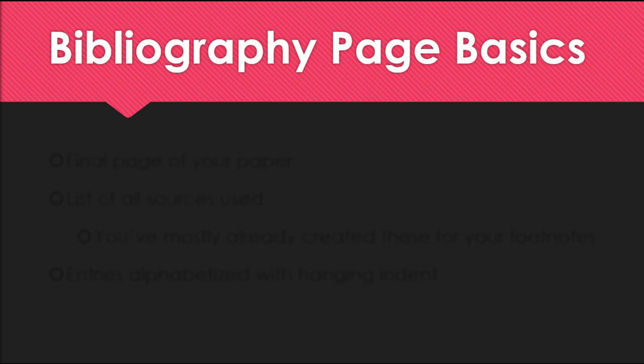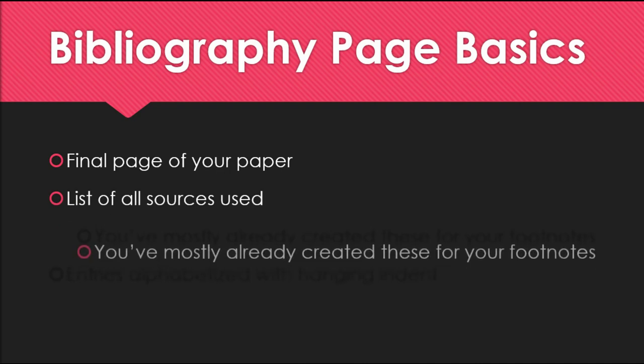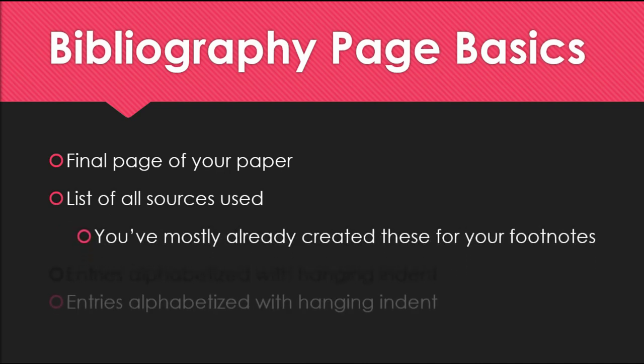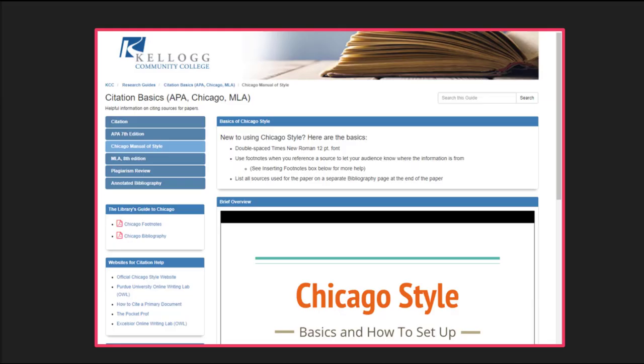Setting up your bibliography page in Chicago is actually a little bit easier than in other styles, because you've essentially already created the entries in your footnotes. We just need to change around the formatting a little bit. To start, your entries will be listed in alphabetical order by whatever appears first in the citation, which is usually the author's last name. I'll be using the Library's Guide to the Chicago Bibliography to walk you through it, which you can find on the History and Citation Research Guides.